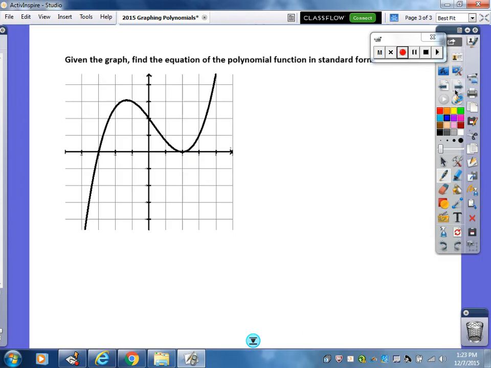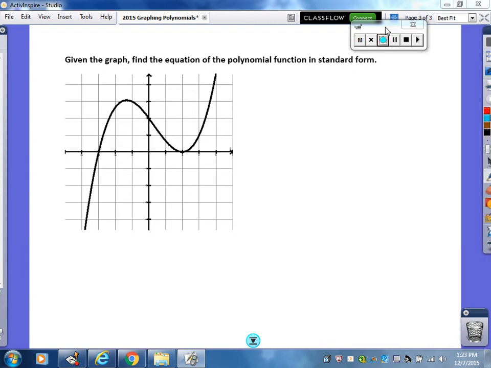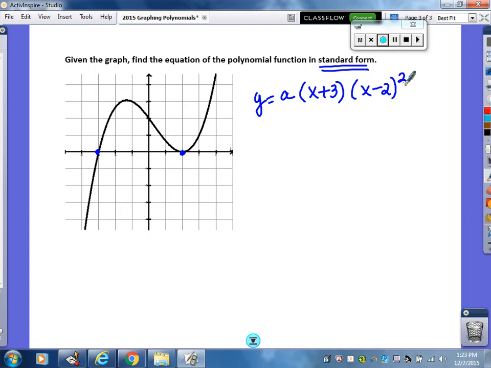Alright, the only other thing we're putting together today is going backwards. So if we have the function graphed, we want to get the equation of it. Notice I'm asking for it in standard form. We're going to put it in intercept form first, and then we're going to expand that out to put it in standard form. Okay, so what you need to find here is your zeros. So we're going to have y equals, and we're going to look for an a. Alright, so we have x equals -3, so my factor is x plus 3. And this is a double root because it bounces, so the factor x minus 2 is squared.